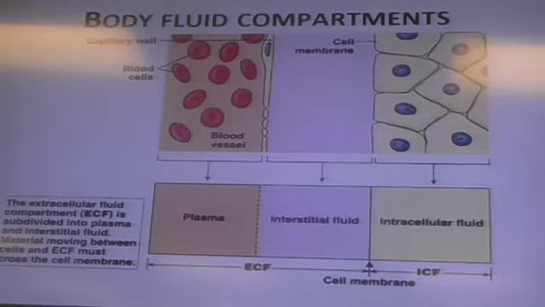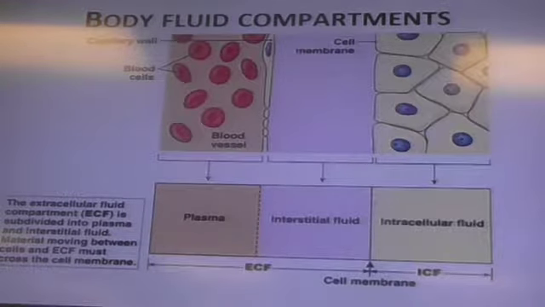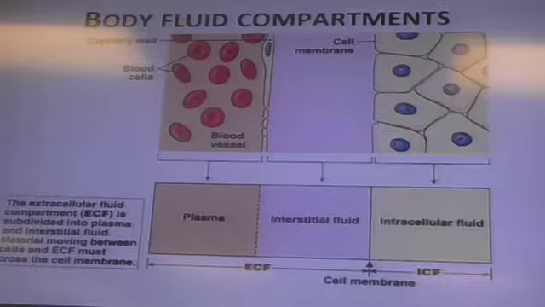And then we have this intracellular fluid inside the cells. We don't really have much impact on that with fluid therapy, so we can put that away for the moment. So we're going to focus on the extracellular fluid. However, which compartment is the biggest one here?